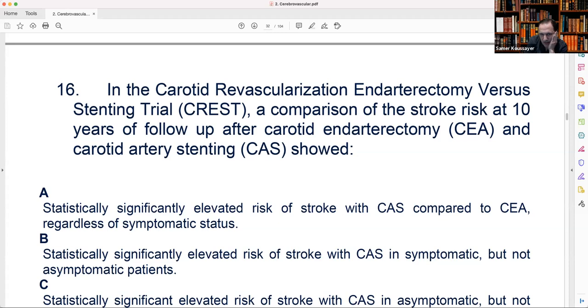This trial was for 5 years, but then they have an update on the stroke CREST trial after 10 years. So they want you to be really very updated. So the reason why you have to be careful, they put 10 years, not 5.